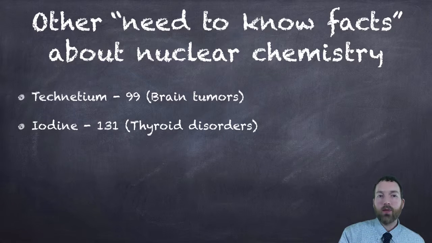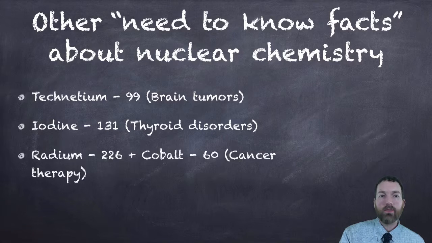Next, we have iodine-131, which is used for thyroid disorders. Iodine is an element that naturally goes to your thyroid. So if you have thyroid cancer and you inject iodine-131 into the bloodstream, it will naturally go to the source of your thyroid where you need it to treat the disease.